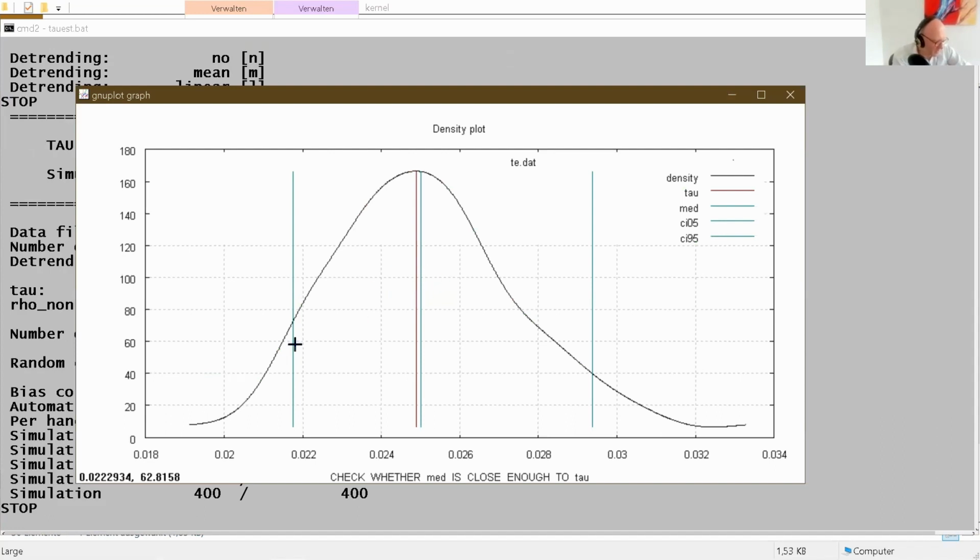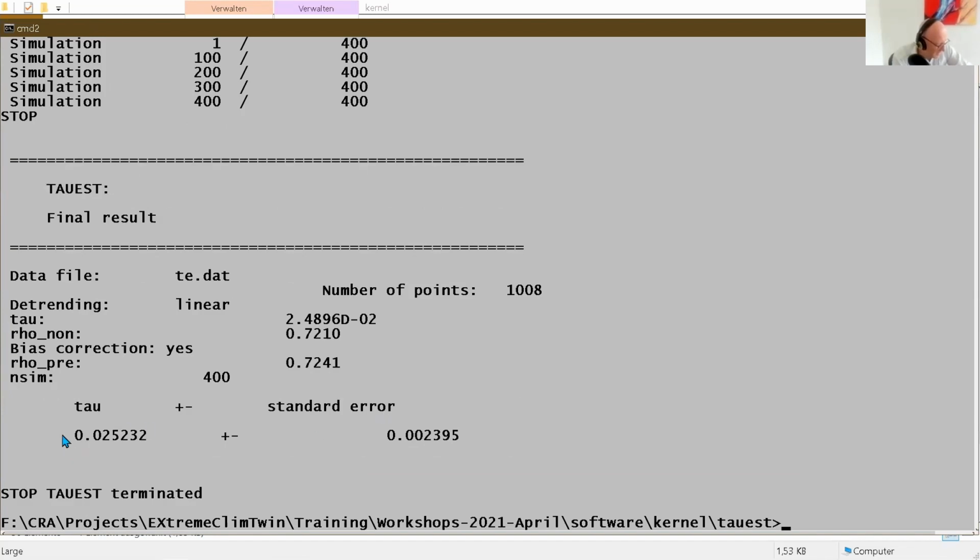And then we see what is called a kernel density estimate of the persistence time. In red is the estimate, and the vertical green line in the middle is the median, which is very close. Again, no significant bias to expect. And here is then the result. Okay, 25 years, or 0.025 kilo years. This is what I would then need for the software.